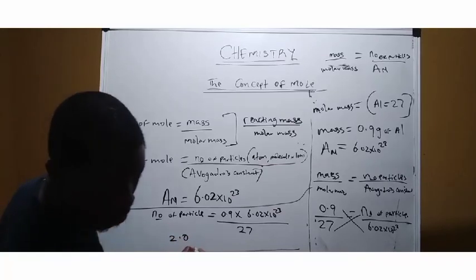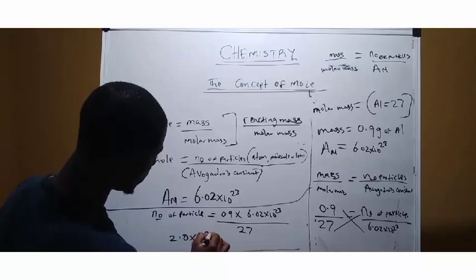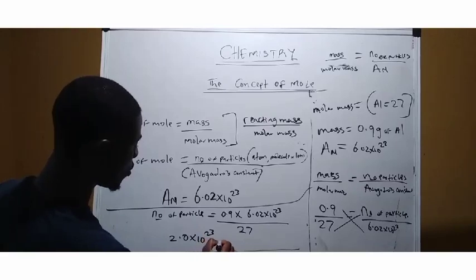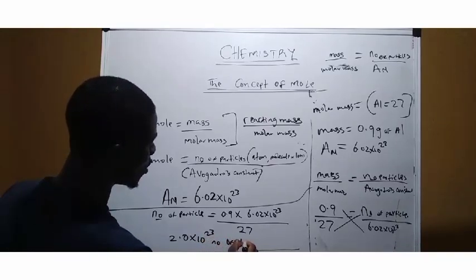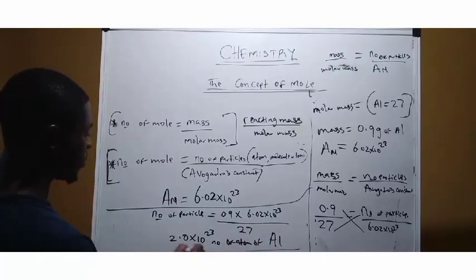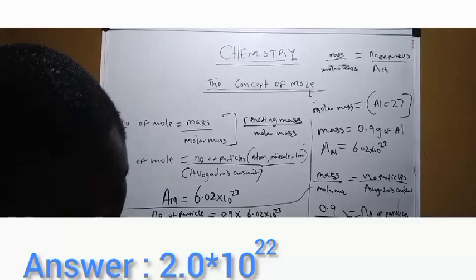2.0 times 10 to the 22nd atoms of aluminum. Do the math. This will be our final answer.